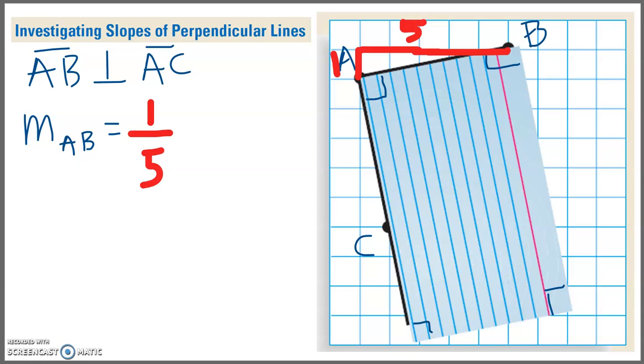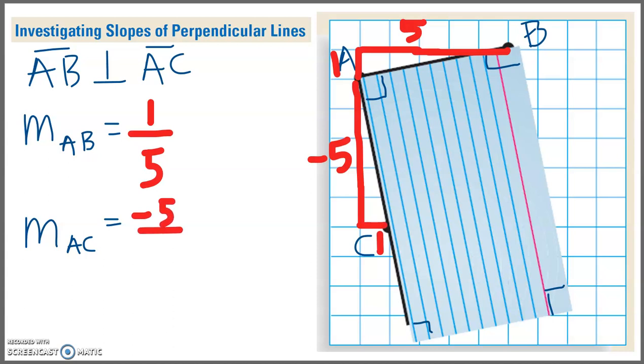Now let's take a look at the other slope, the slope of line AC. Again, it's going to be rise over run. So we're going to go down 1, 2, 3, 4, 5. We're going down 5, and then we're going over 1. So rise is down 5, run is positive 1.